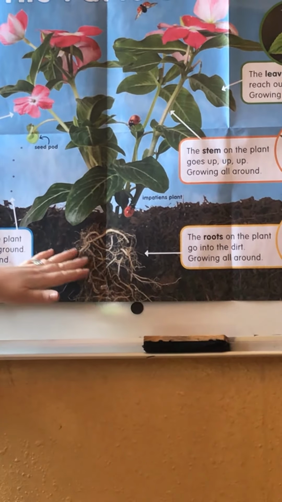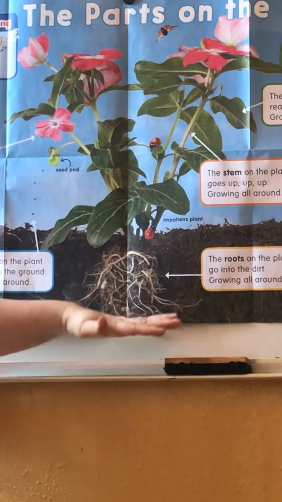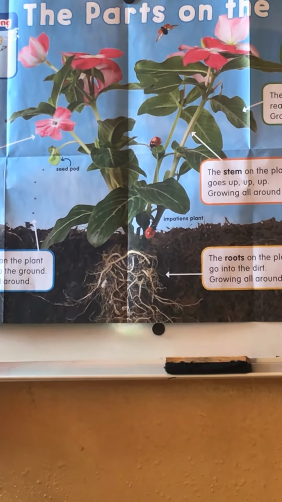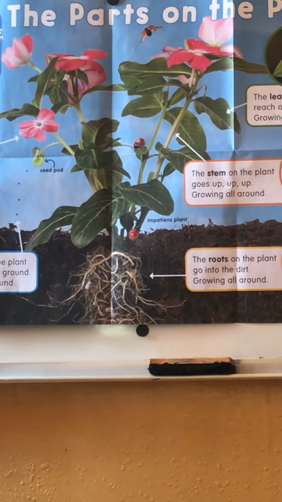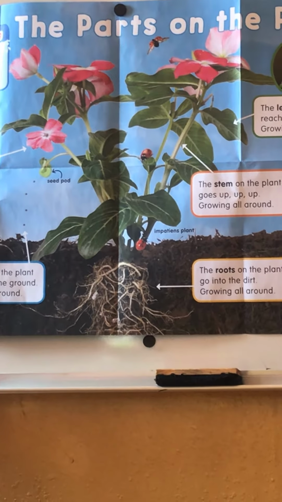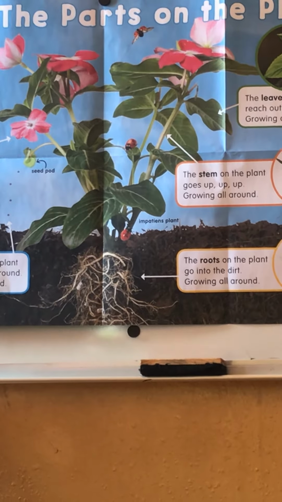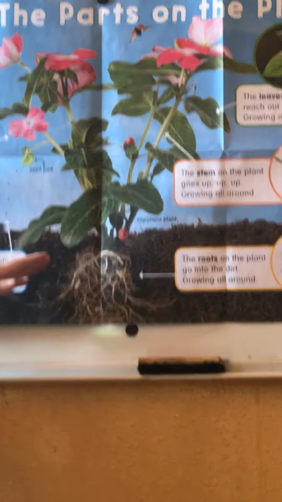Tell me more. What can you think? Why would the roots grow down in the ground? Haley already said to keep our plant strong. That's a good one. So it doesn't blow away. Yep, we already talked about the plant being strong. How about the way the plant eats? It eats, yes.